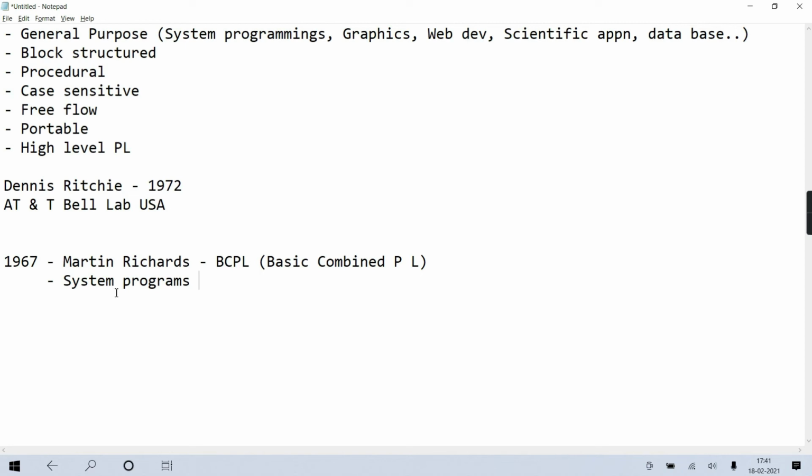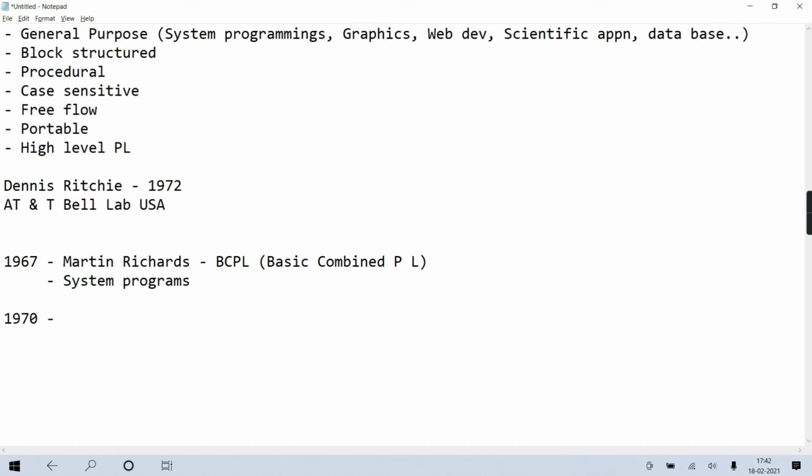But it was too general and too abstract. Abstract meaning it had so many features that people were not able to understand each and every feature in detail. Some features were not known to many people. We can say it was such a huge language that understanding everything was difficult. System programs like OS and compilers were developed using this BCPL. But as I said, it had drawbacks. Therefore, gradually people were trying to invent some other language.